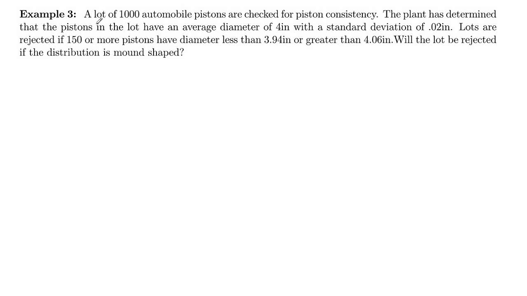So in this example, we're given a lot of 1,000 automobile pistons, and they're checked for consistency. They've determined that the pistons in the lot have an average, so a mean diameter of 4. So x bar is equal to 4. And then a standard deviation here of 0.02 inches. So S is 0.02. Lots are rejected if 150 or more pistons have diameter less than 3.94 or greater than 4.06.